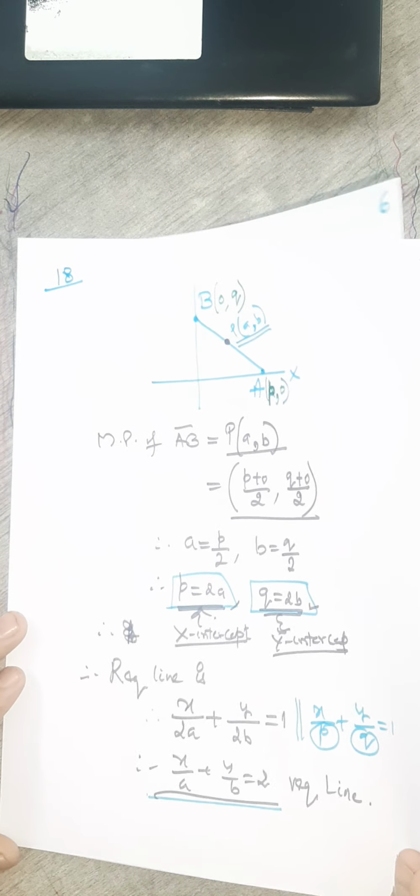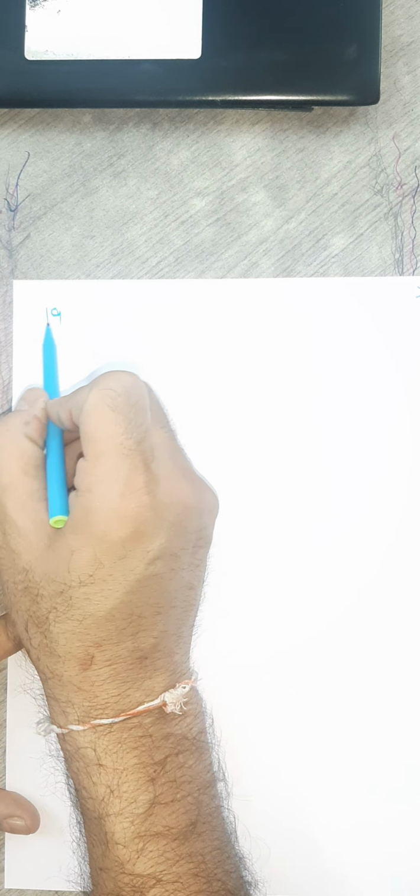Okay, next, 19th number. What does it say? Let's see that question. Question number 19. Point (h, k) divides a line segment between the axes. Yes, it's the same question. So there is a line segment between the axes.